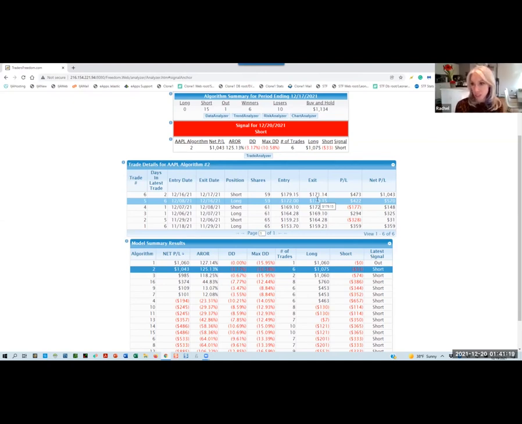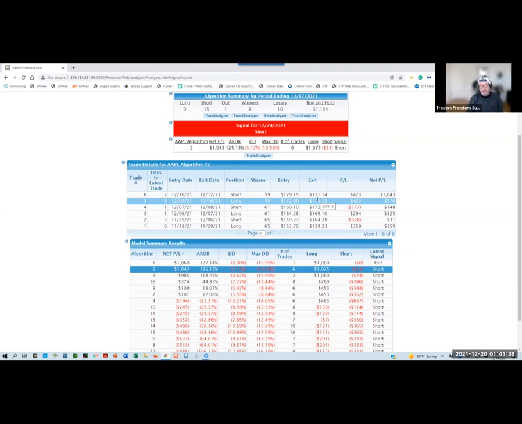So if I wasn't in this stock on Monday, I could short this stock. I definitely wouldn't want to buy this stock until it flipped from short to long. Then I would want to get out of my short position and then buy the stock.